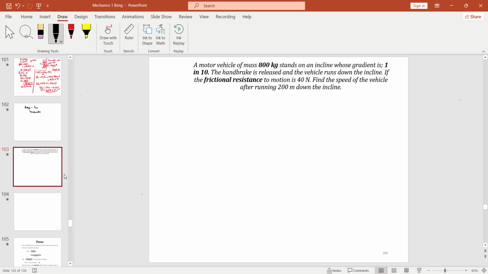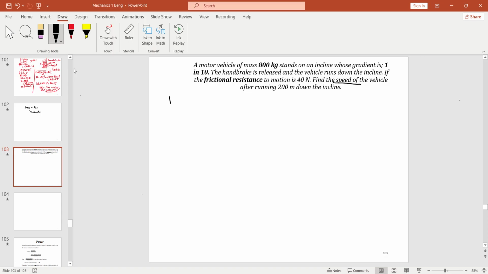All right. So this was the problem that we had with us. We have a motor vehicle of mass 800 kilograms, and it stands on an incline whose gradient is 1 in 10. So our vehicle is standing on a hill or slope. The handbrake is released and the vehicle runs down the incline. If the frictional resistance to the motion is 40 newtons, find the speed of the vehicle after running 200 meters.